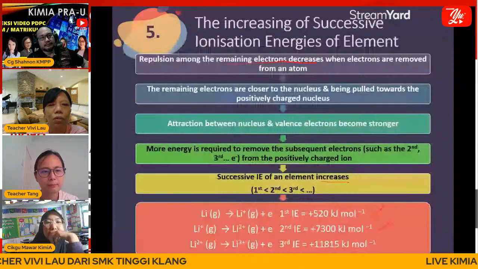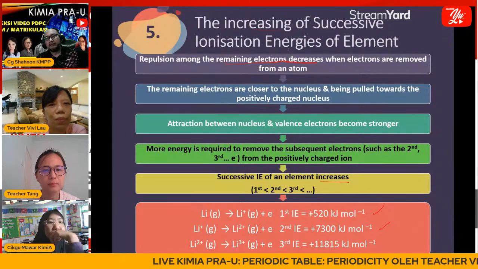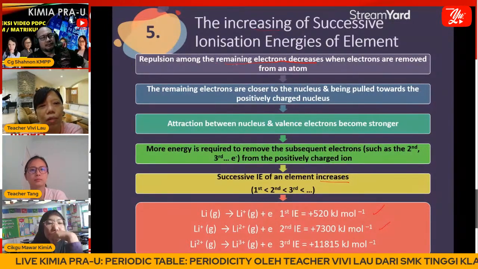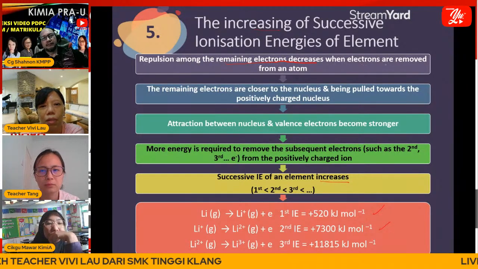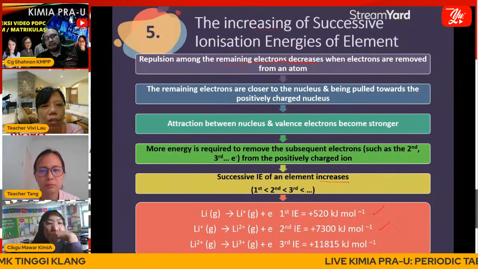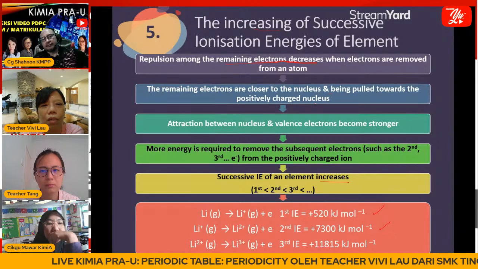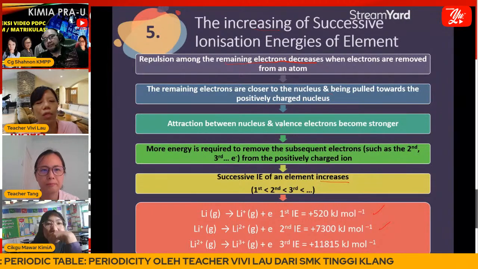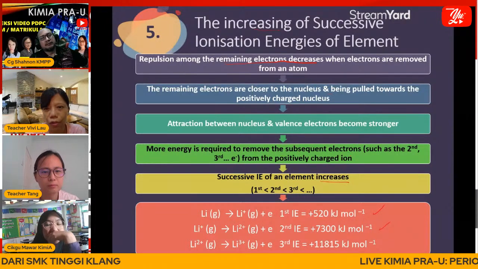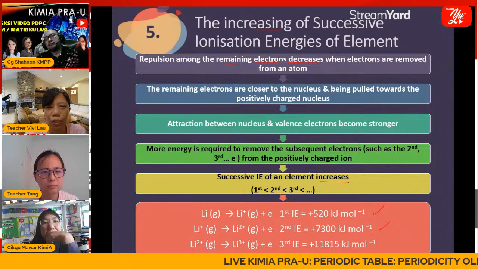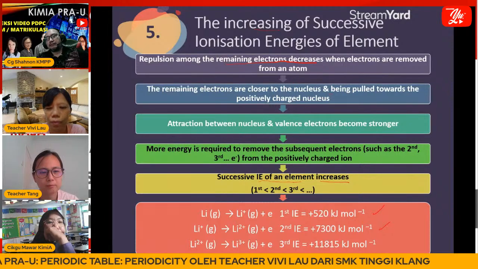Okay, so the successive ionization energy increases for an element because repulsion among the remaining electrons decreases. The remaining electrons are closer to the nucleus and are pulled towards the positive charge nucleus. Attraction between the nucleus and valence electron becomes stronger, so more energy is required to remove the subsequent electrons, such as the second, third electron from the positive charge ion. So successive ionization energy of an element increases.